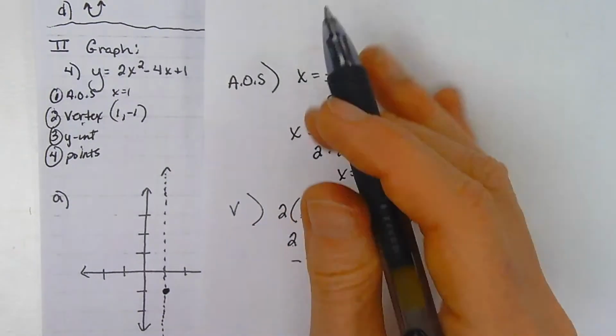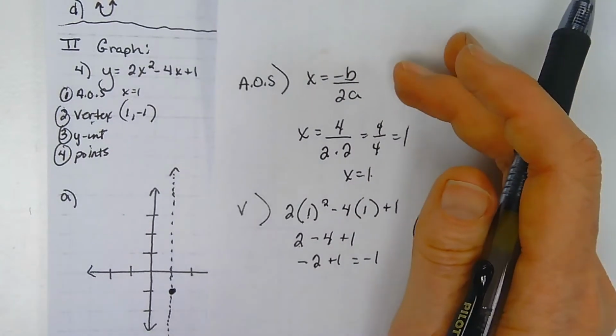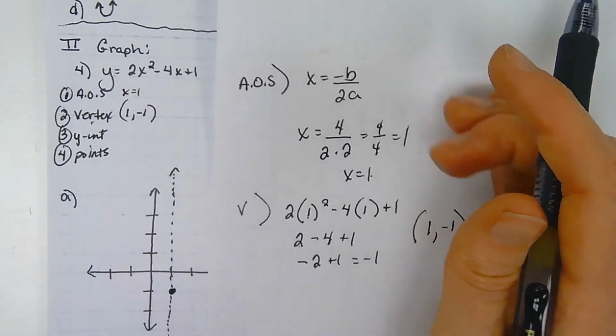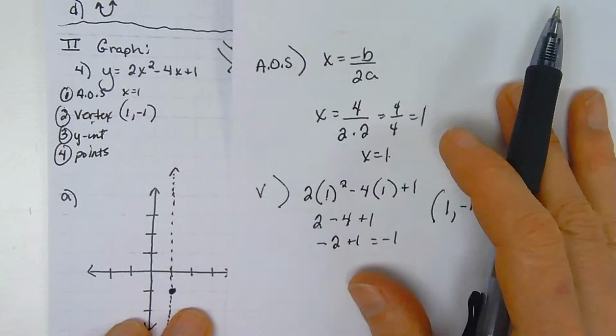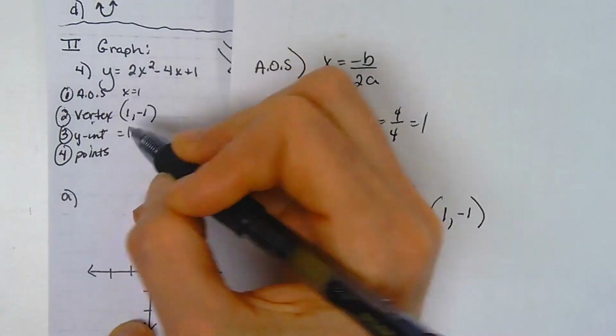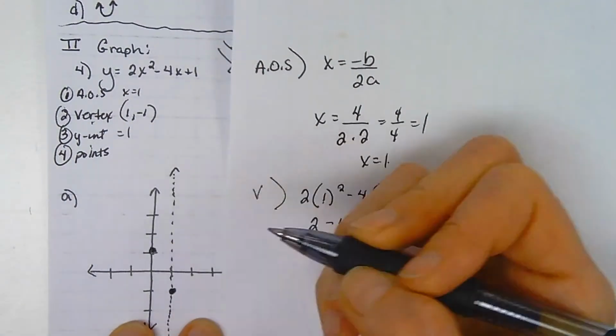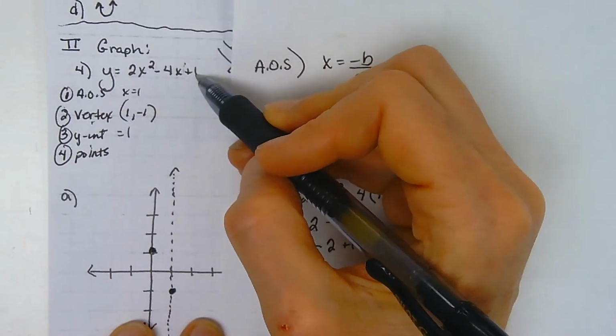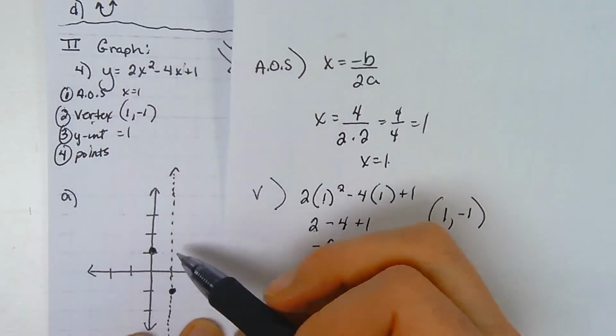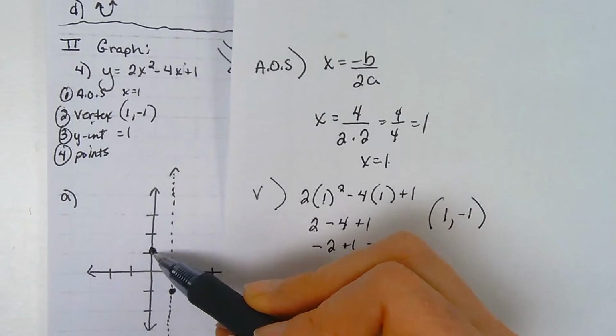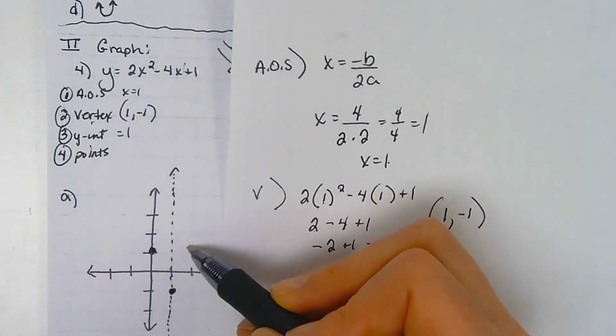What is the y-intercept? The y-intercept is the c. So the c value is 1. It's right here. 1 is our c value. Now I have a y-intercept of 1 on this side of the axis of symmetry. I will reflect that across.